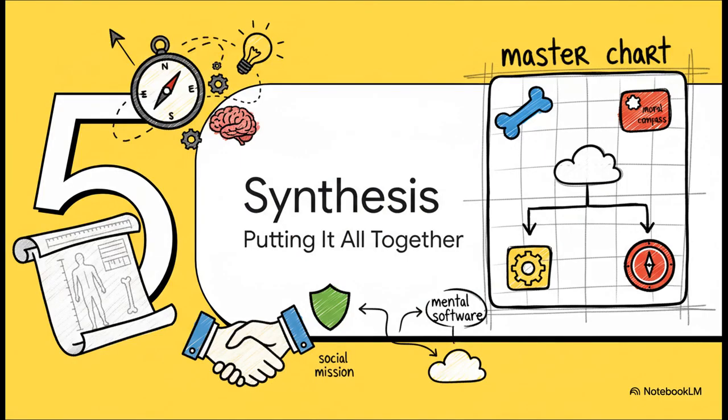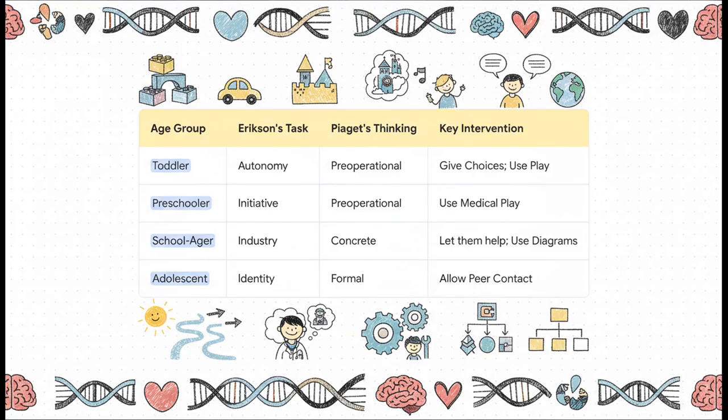So let's take a step back. We've just built our complete 4-part toolkit. We've got Gesell's physical blueprint, Erikson's social mission, Piaget's mental software, and Kohlberg's moral compass. Now let's put it all together. This chart right here, this is your master key. This is where it all clicks.